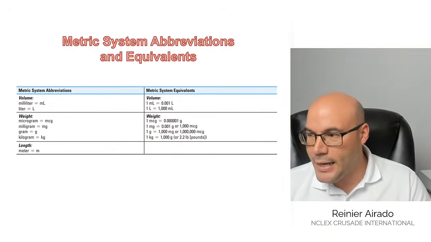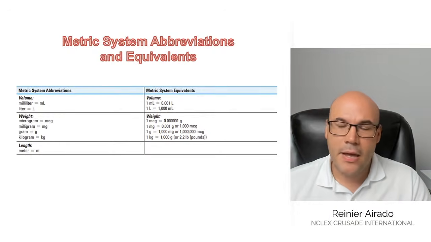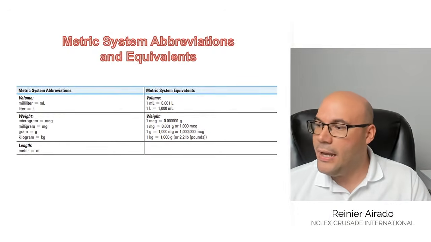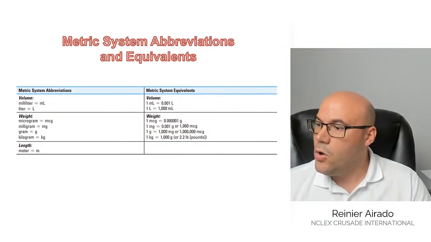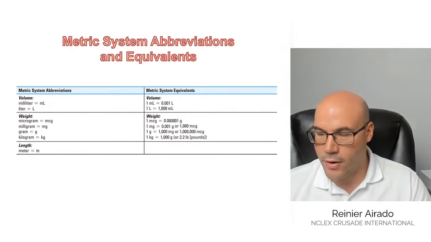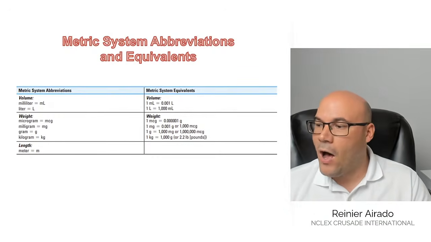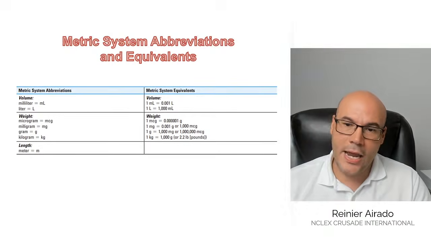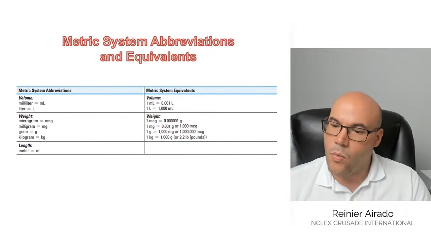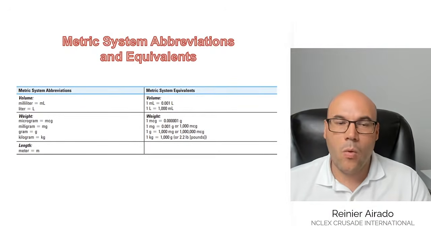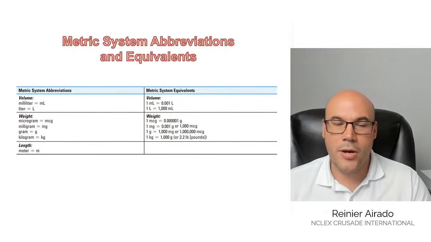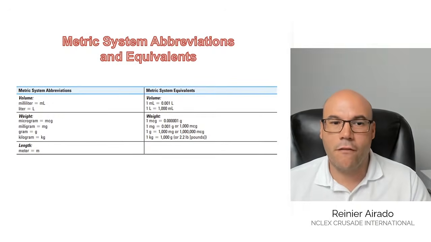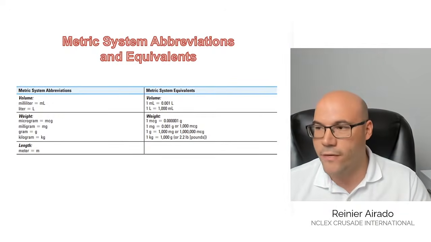At the same time, if I ask you how many milligrams are in 1 gram, 1 gram equals 1000 milligrams. If I ask you how many grams are in 1 kilogram, in 1 kilogram there are 1000 grams. These are known as conversion factors or equivalents.